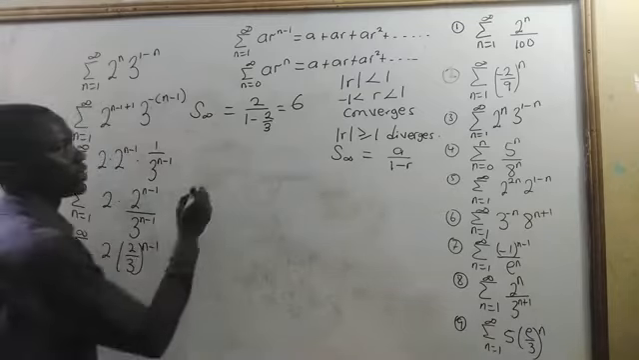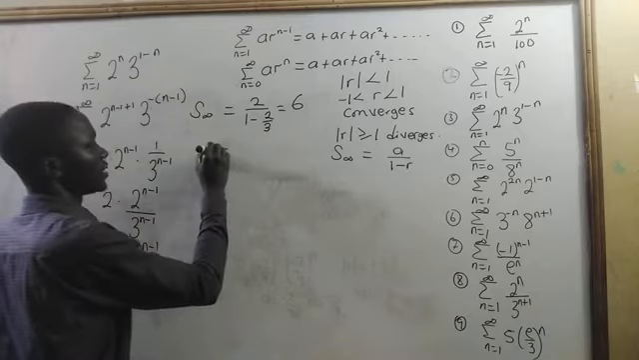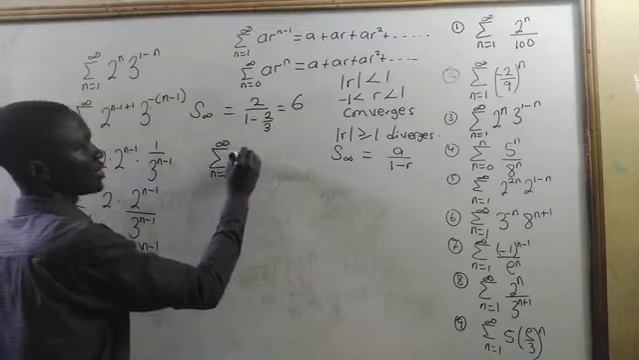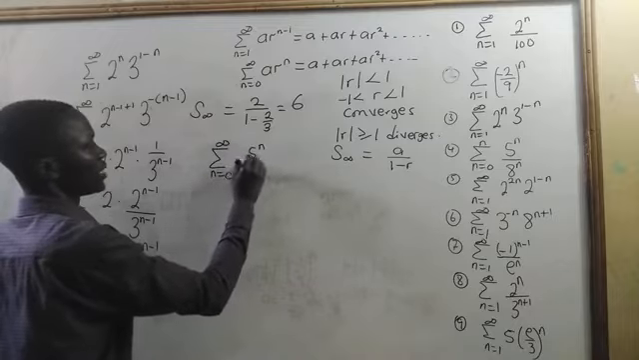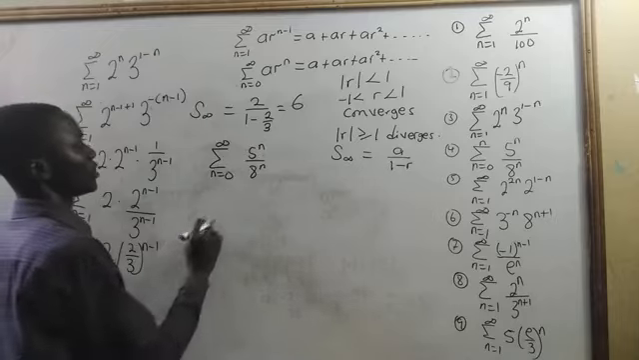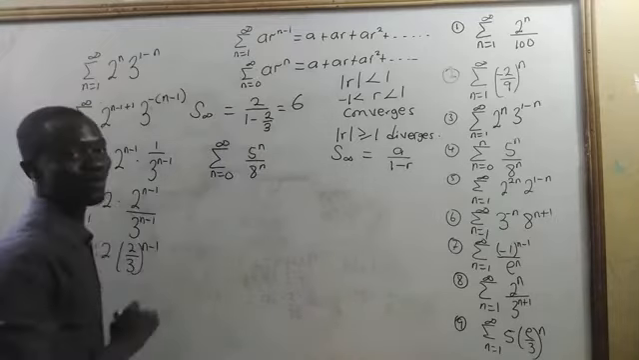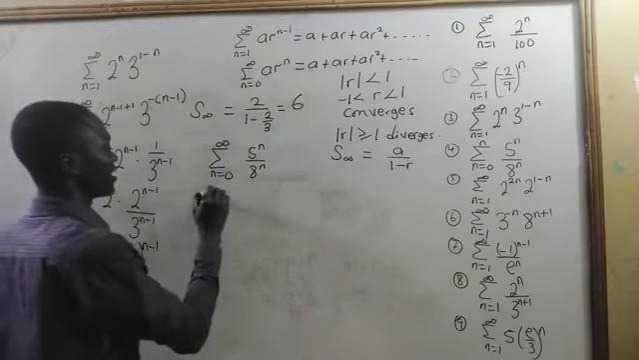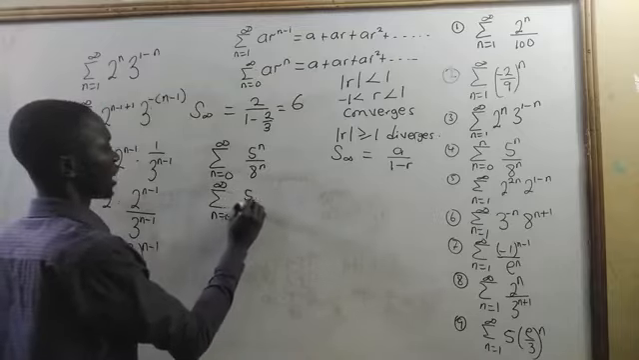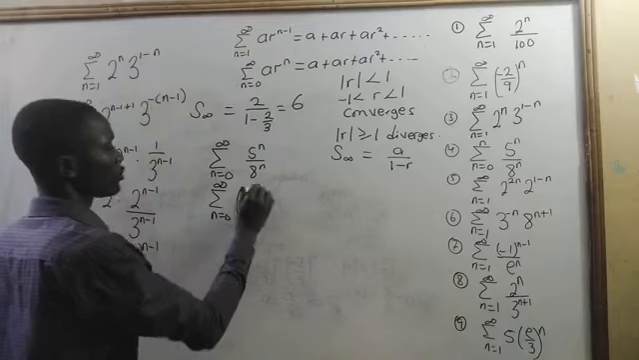Now let's check the fourth one. For that one, we have summation from n equal to 0 up to infinity of 5 exponent n divided by 8 exponent n. This is very simple. You can put this in this form. We write summation from n equal to 0 up to infinity of 5 on 8, all to the power n.